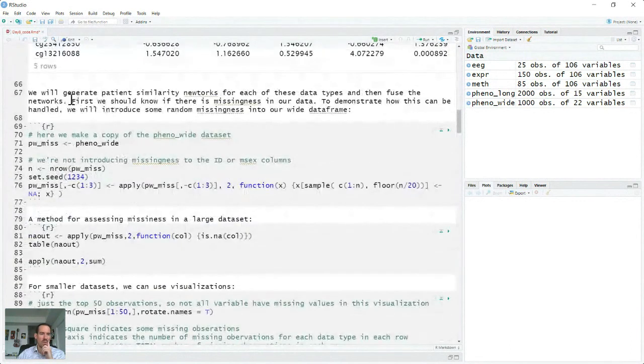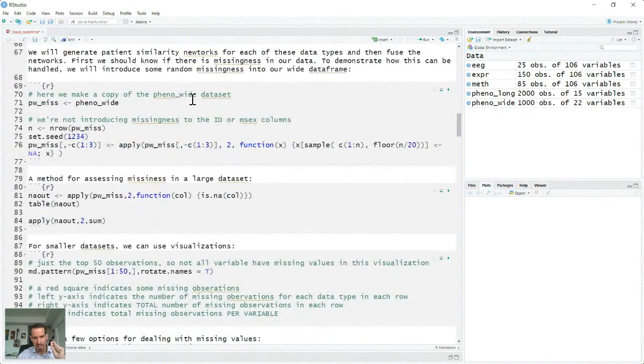So the first thing is we're going to generate these patient similarity networks and fuse the networks, so you might remember. First, we should know if there's missingness in the data, and I'm going to talk about missingness with this example of introducing a bit of missingness, how you can look for missingness, and how we might fix it. So it's a little bit of an aside.